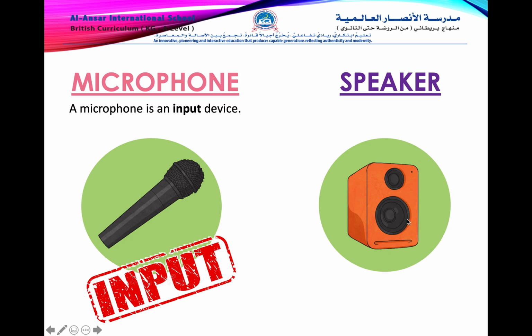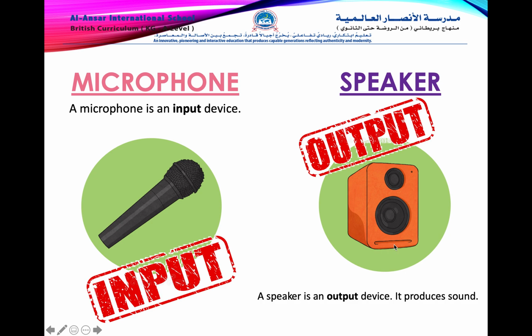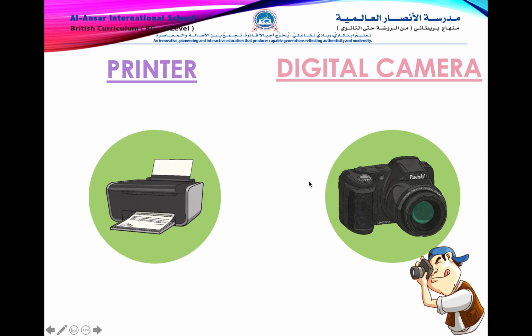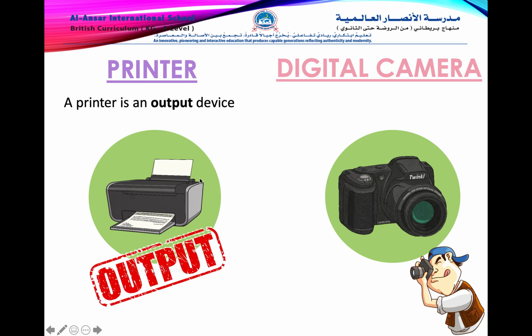We then have a speaker. Is this an input device or an output device? Superstar. It is an output device because it creates sound that we can hear. Let's do another example. If we have a printer and we are printing a paper that has text on it, is this an input device or an output device? Well done, grade 1s. It is an output device.